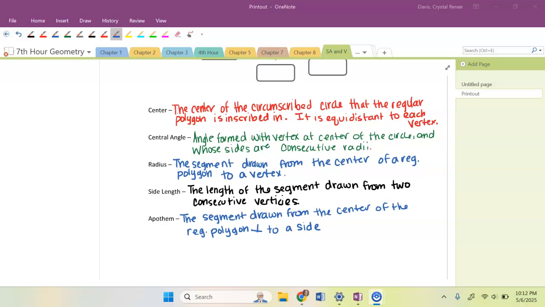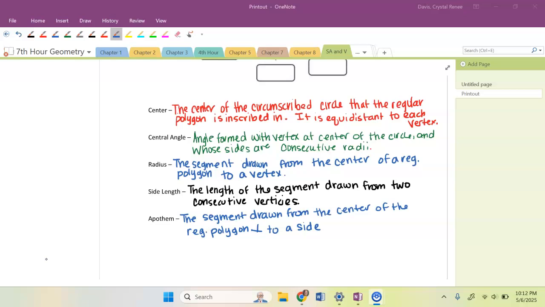Okay, here are the definitions of each of these. So I want you to pause this video, write down these definitions, and then I'll talk about and explain them, and then we'll label the picture above. Okay, so hopefully you got these jotted down. If not, go ahead and pause it again and jot them down.